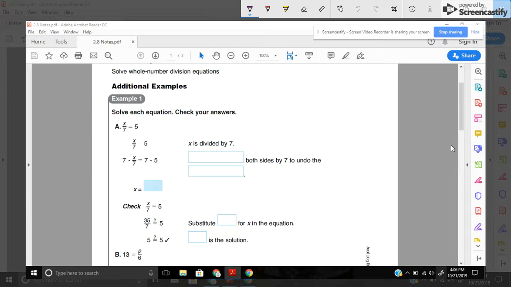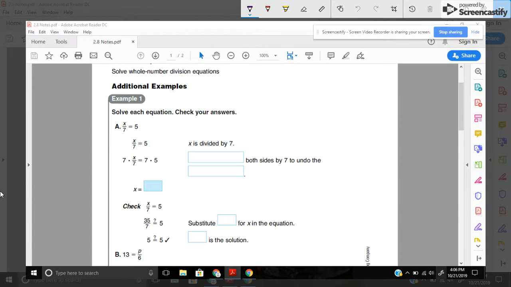All right, it says solve each equation and check your answers. So in the first equation, I have x divided by 7 equals 5. So what number, when I divide it by 7, gives me an answer of 5?